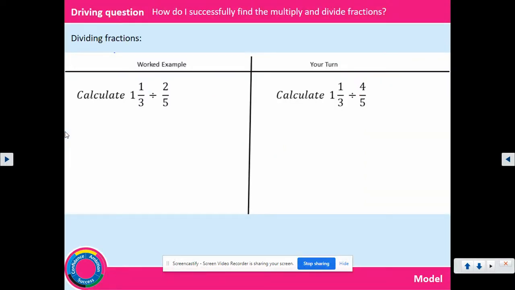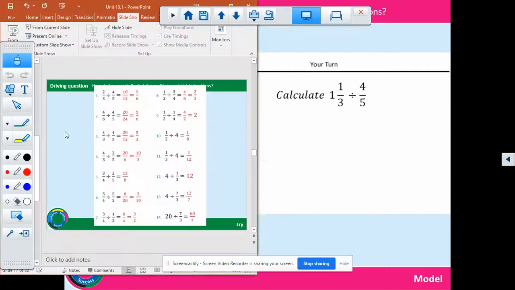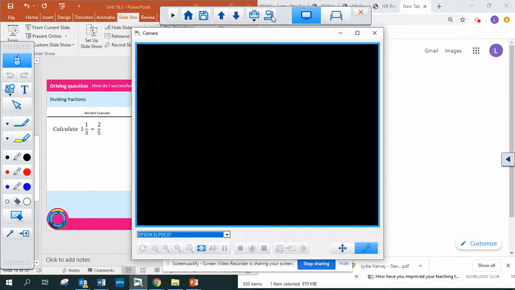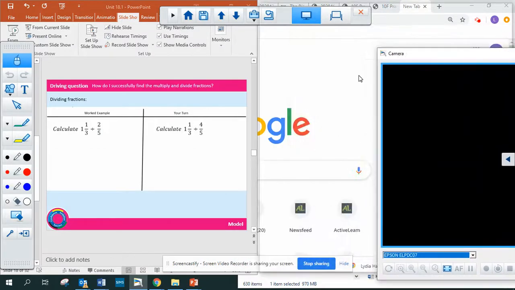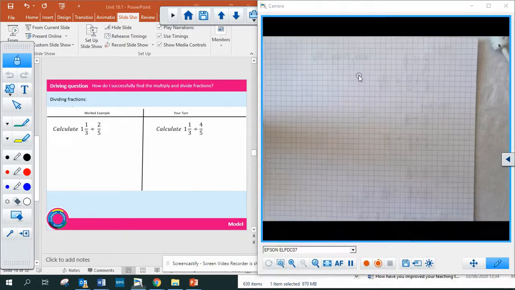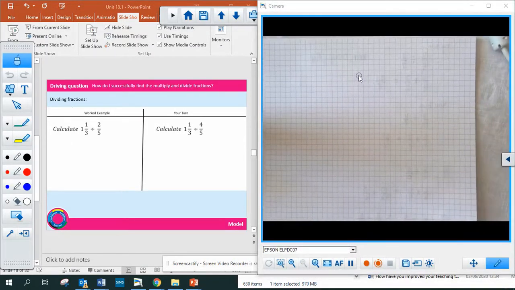Okay, moving on. As we did with multiplication of fractions, we're now looking at dividing fractions with mixed numbers in there, okay? As you can see in my worked example, we've got a mixed number divided by a fraction. The process is the same. We can't do any calculations with mixed numbers without transferring them to improper fractions first, okay?